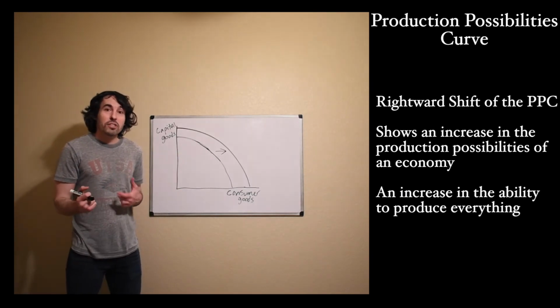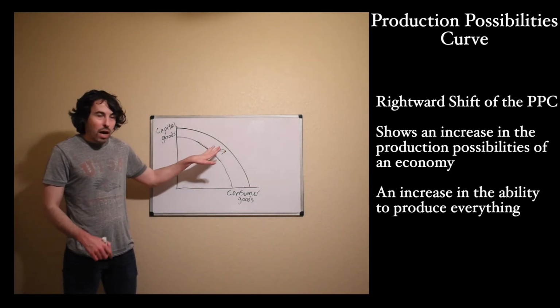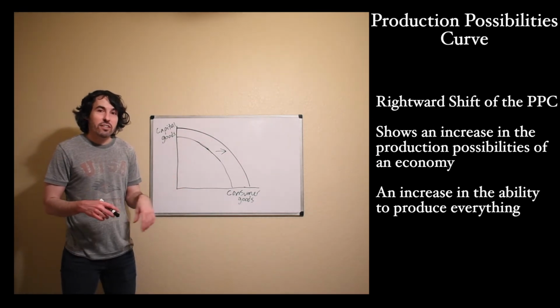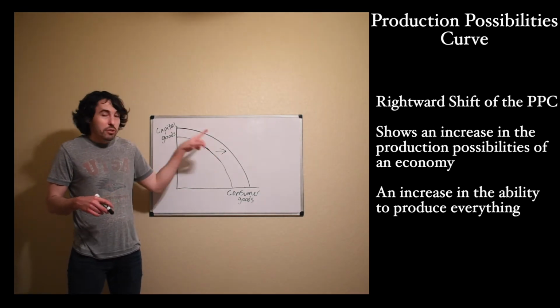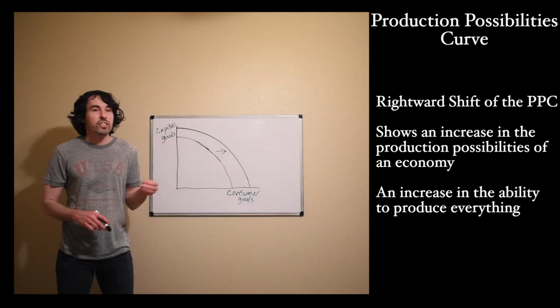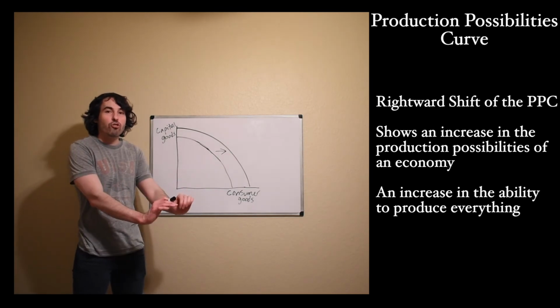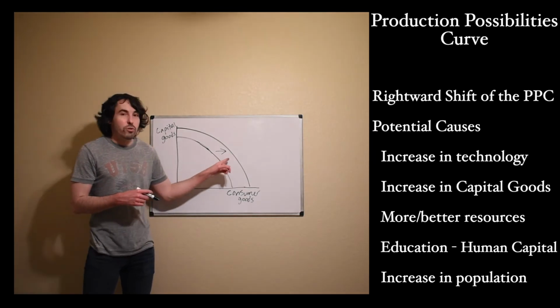So the production possibility curve can shift outward. Before, I told you that there was an impossible or infeasible point of production on that graph. Well, now we might be able to actually get out to that previously impossible point of production. This is showing economic growth. This is an economy that is growing. This could be due to a few different reasons.